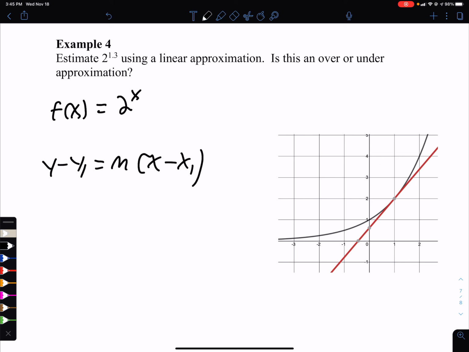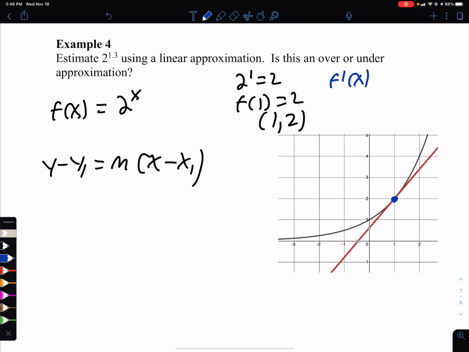So what point do I know? 2 to what power do I know? I know 2 to the first power is 2. In other words, f of 1 is 2, or the point (1, 2). So if I put a 1 there, I get a 2. So I know (1, 2), and that's where I took my point of tangency. So I need the slope at that point. I need the derivative. What is the derivative of 2 to the x? I am my own grandpa times the ln of the base.